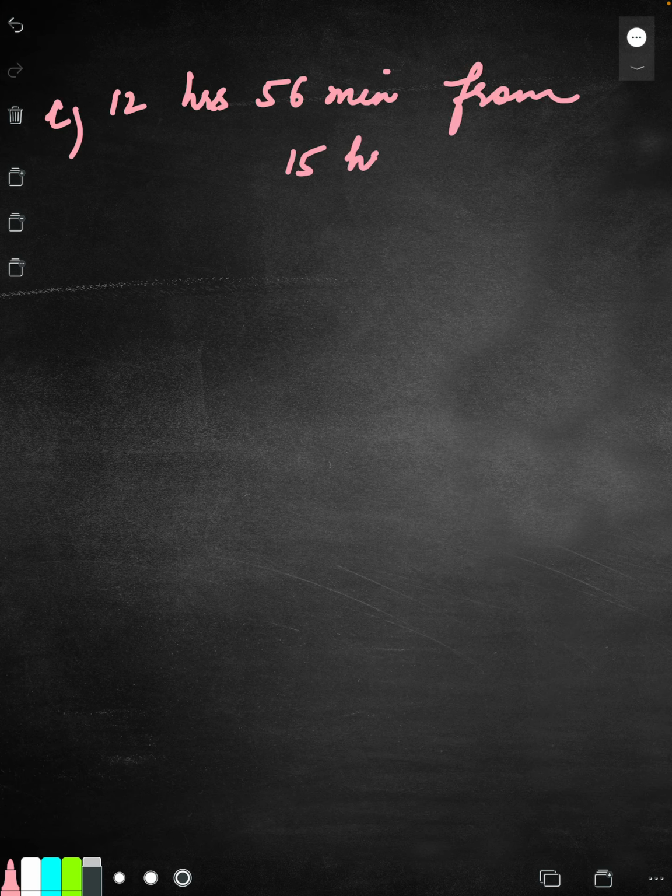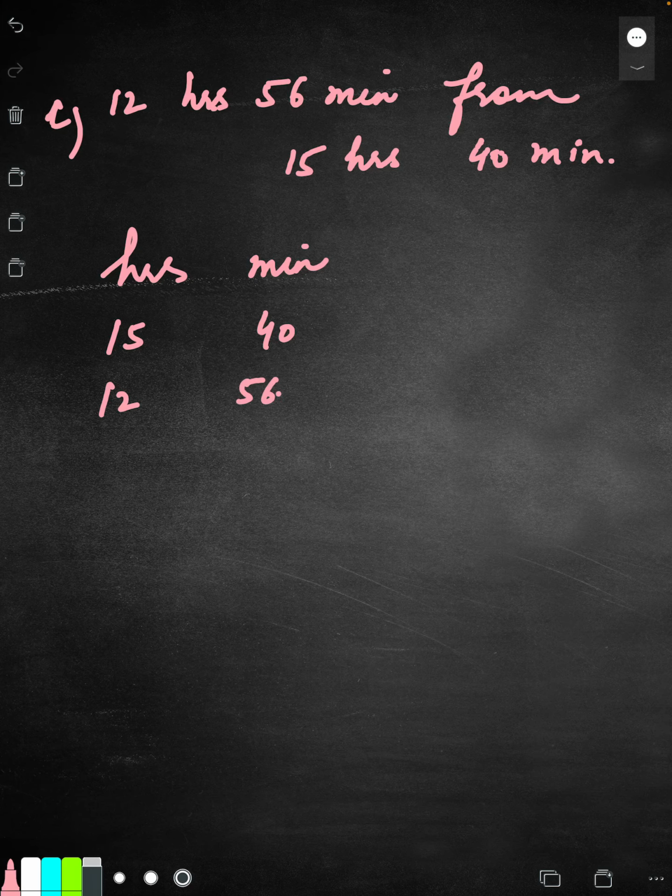C part. 12 hours, 56 minutes from 15 hours, which is bigger than 12 hours. You check the bigger unit, 40 minutes. So hours and minutes. 15 hours, 40 minutes. 12 hours, 56 minutes. Children, do not interchange 40 and 56. You cannot do this. I told you in chapter 9 also. 15 hours is along with 40 minutes. It will remain with 40 minutes.